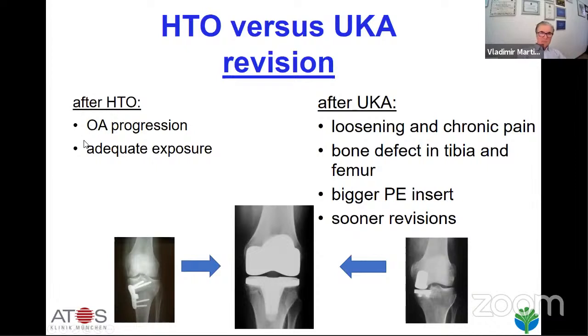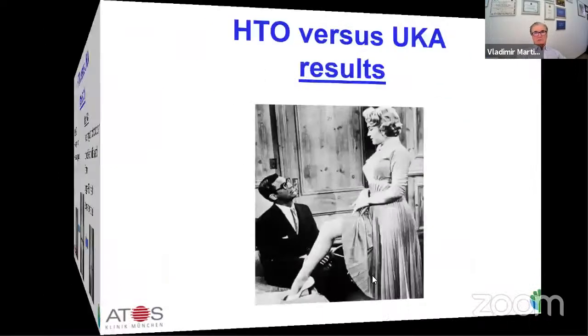So following high tibial osteotomy, what can happen? Osteoarthritis can progress in the patellofemoral joint and compress on the lateral side. So that might be the reason for revision. And there will be some harder exposure for implantation of total knee as a revision. Following unicondylar, we can get loosening, we can get chronic pain. We create bone defect on the tibia especially. So if we revise unicondylar to total knee later, we have loss of bone, especially on the tibia side. So we need in every case posterior stabilized knee joints. We need bigger polyethylene inserts. And as studies show, there are sooner revisions following unicondylar than following high tibial osteotomy.